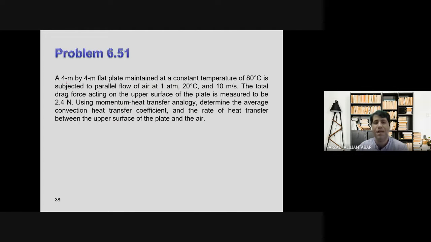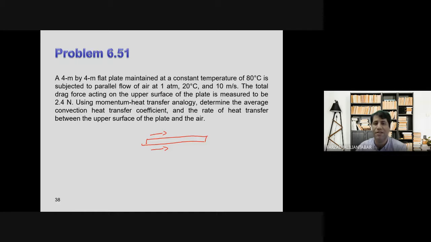Okay, the next example is about a flat plate. A 4 meter by 4 meter flat plate maintained at a constant temperature of 80 degrees Celsius. So the temperature of that flat plate is 80 degrees Celsius. It is subjected to parallel flow. It means on both sides of this plate, our plate is like this, then we have flow from both sides.